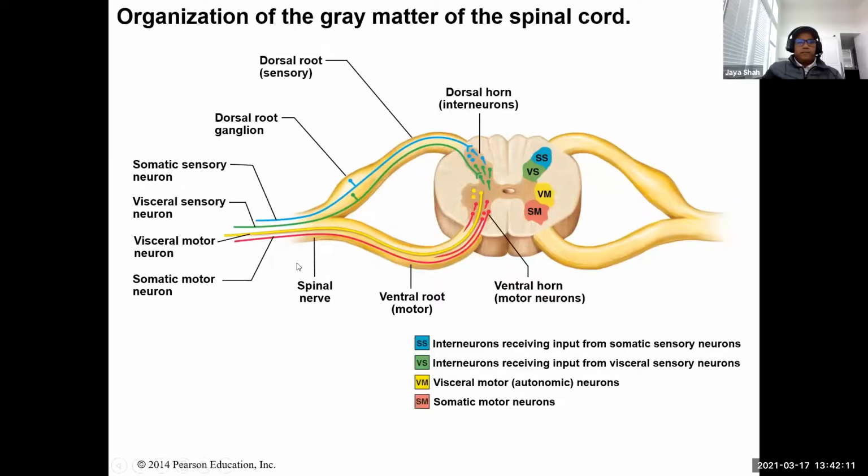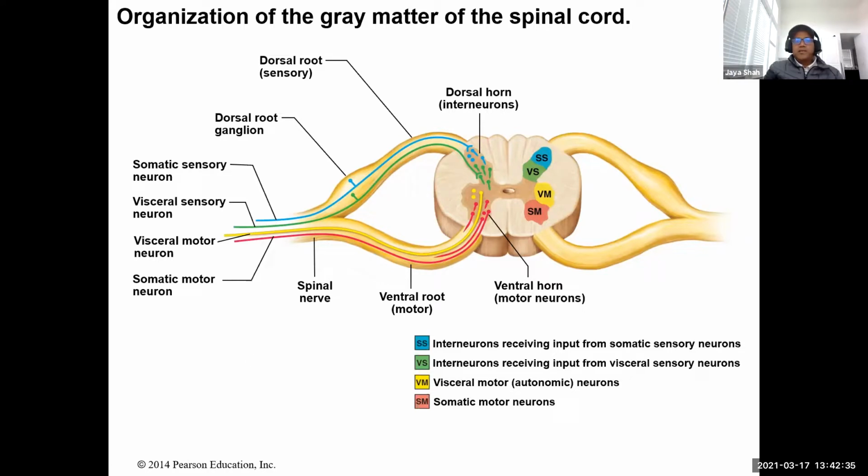Yes, so let's see here. Let's see the visceral sensory neuron coming here, and its synapse here, interneurons. And then this interneuron's fibers, if it needs to go to, let's say a heart rate we have to control, it must go to our medulla oblongata in the brainstem.